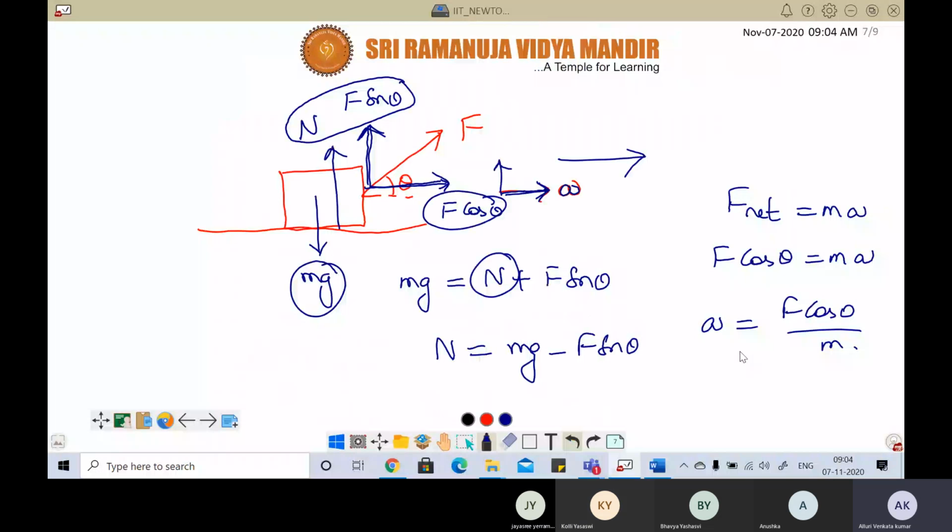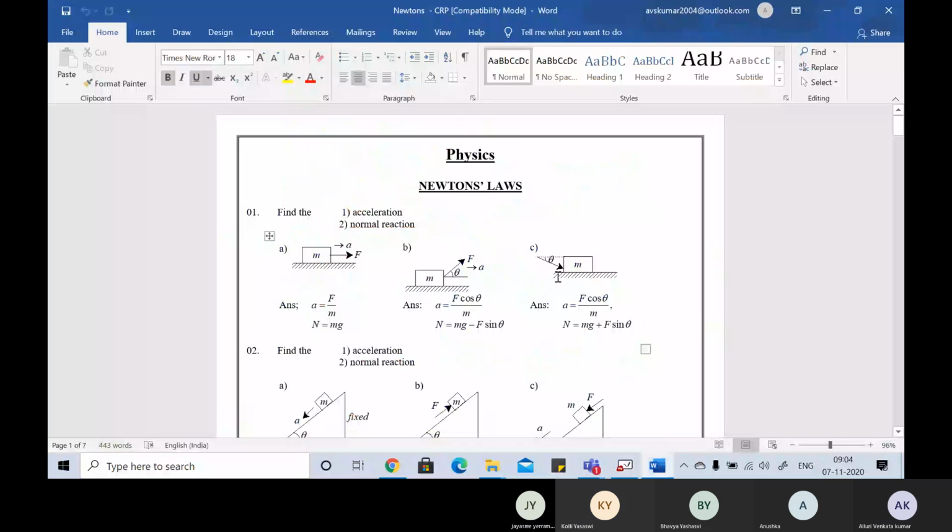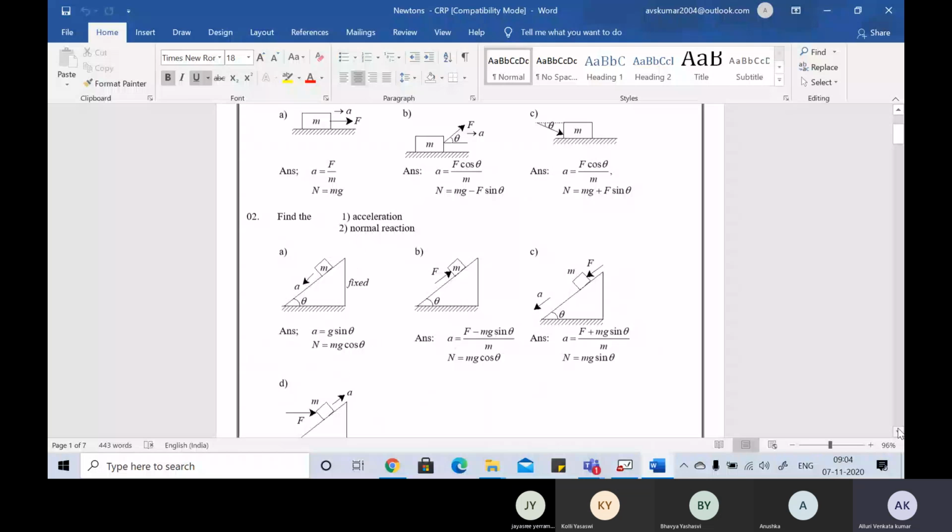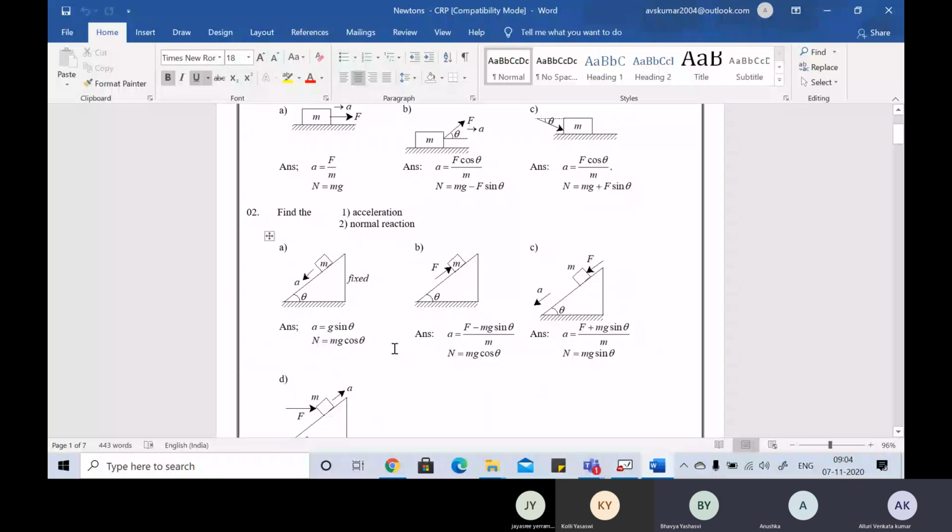C part also is the same thing. Will you be able to do the homework? Yes, sir.